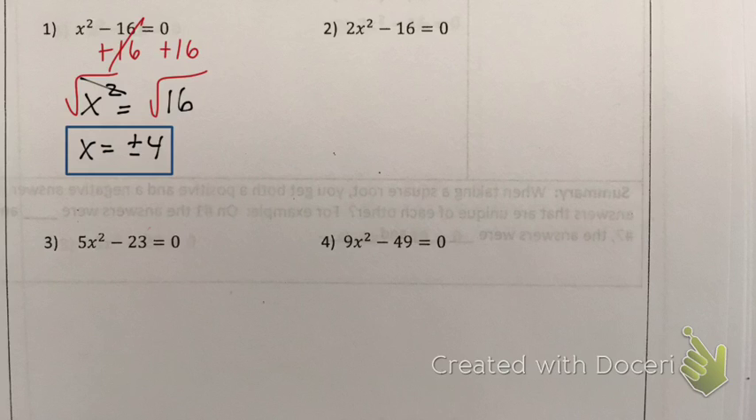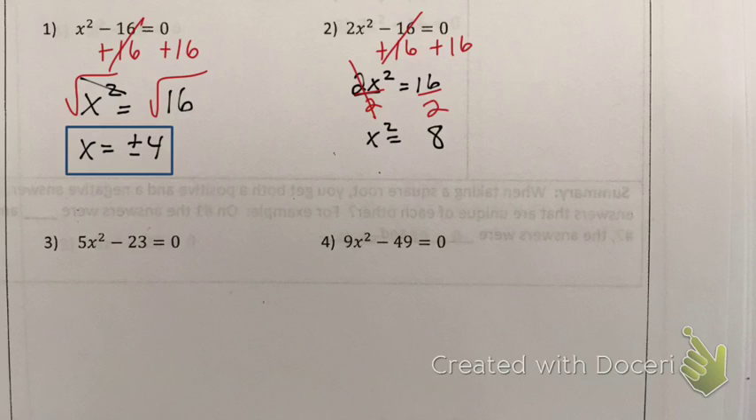Now, when we go to the second problem, we've got 2x squared minus 16 is equal to 0. This problem is going to have the same first step as the last one. We add 16 to both sides to cancel out the minus 16. It leaves us 2x squared is equal to 16. The next thing we would want to do is get rid of the 2, because we want the equation to look like it did on the left side. So we divide both sides by 2, and that'll leave us with x squared is equal to 8.